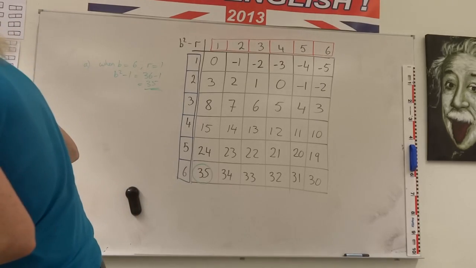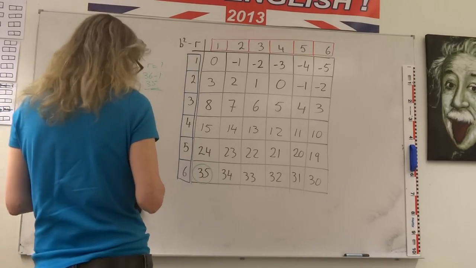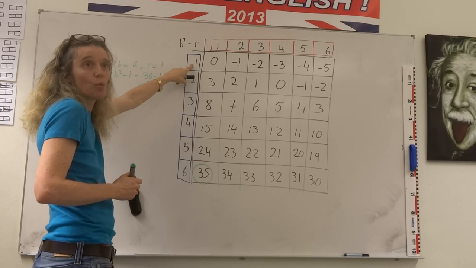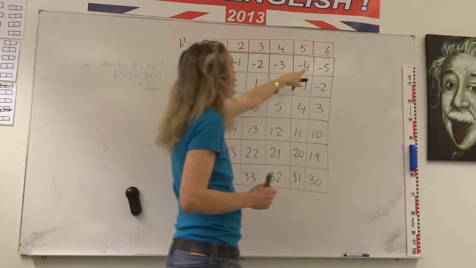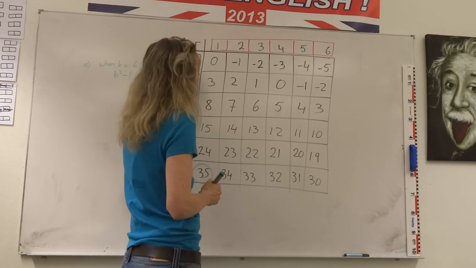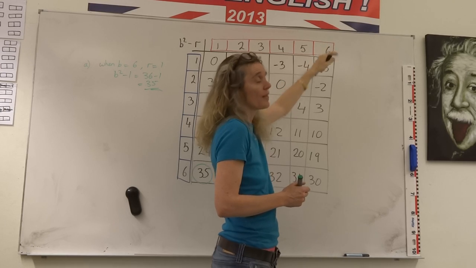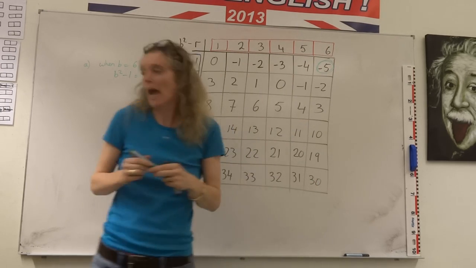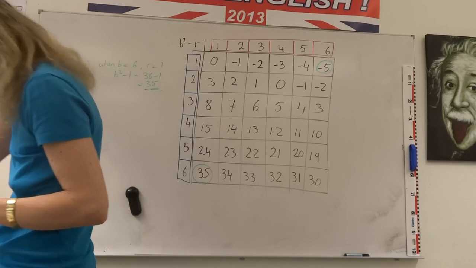Then it says, the next step, which is the lowest number you can get. Well, we'd expect the lowest number when b is as small as possible and r is as large as possible. So we would get the lowest number when b is 1 and when r is 6, and then we'd get minus 5. And you'd show it again in the same way as here.